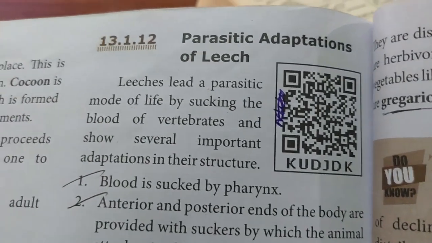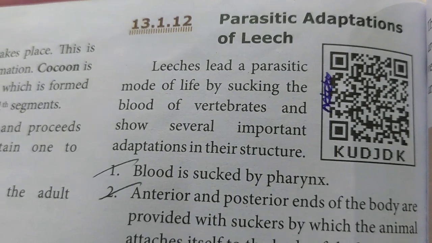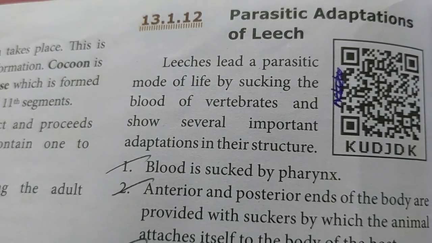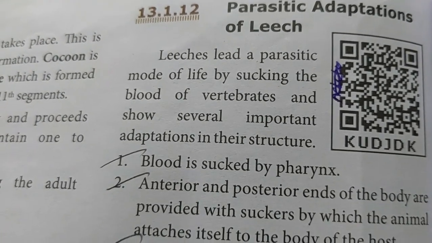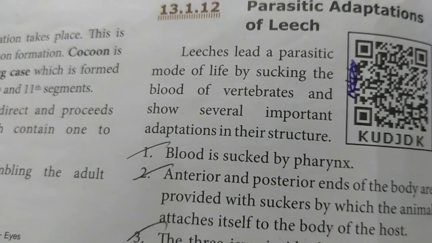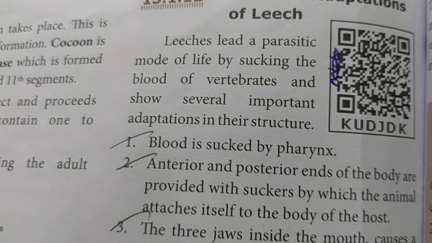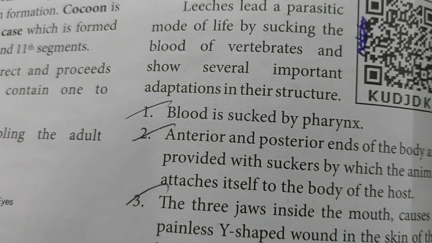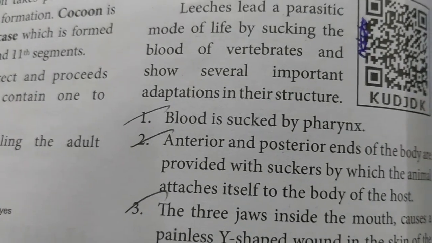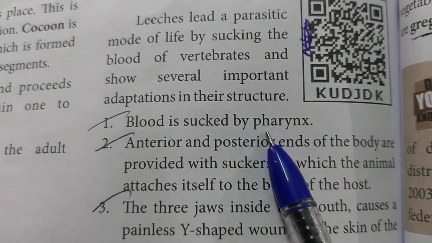Coming to parasitic adaptations of leech, they lead a parasitic mode of life by sucking blood of vertebrates and they show several important adaptations in structure. Blood sucking is their main job, so they have to show many adaptations. Blood has to be sucked, so blood is sucked by the pharynx, we have already seen that.